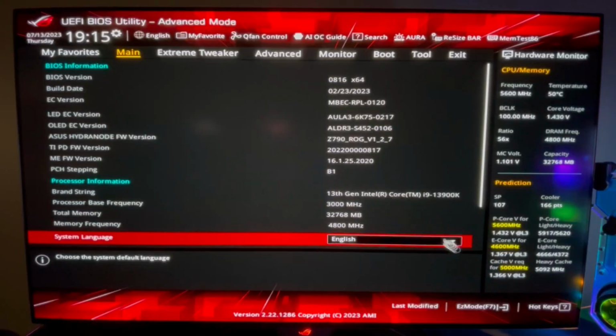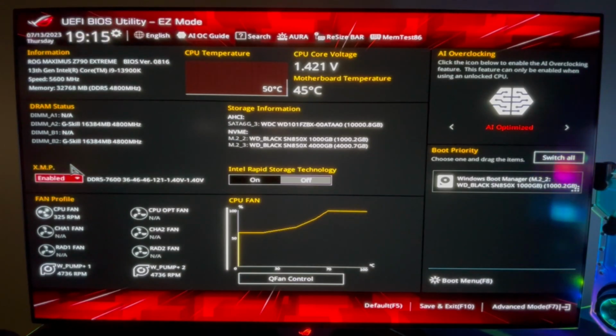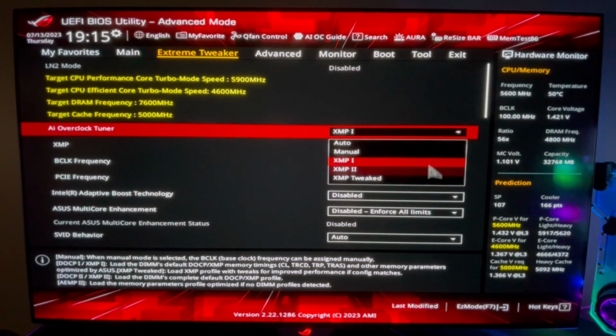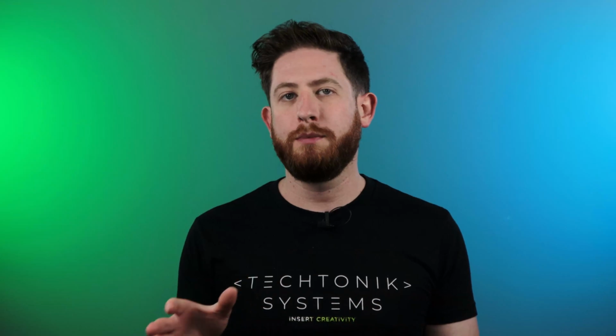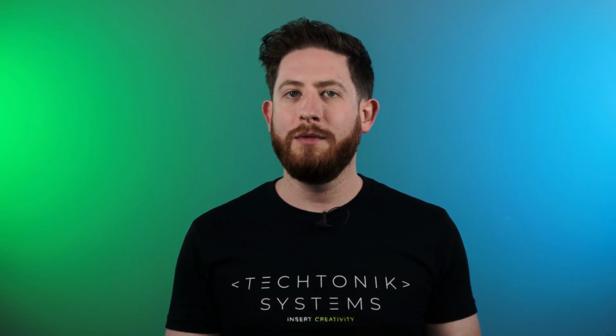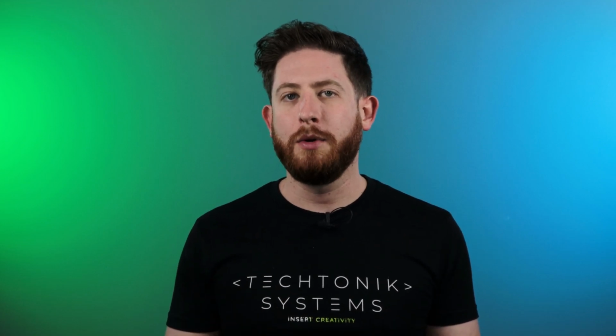For my motherboard, the Asus ROG Maximus Z790 Extreme, I can find this setting in the easy mode by pressing F7, or I can find it in the Extreme Tweaker panel. Find the setting labeled XMP and go ahead and set that to XMP2. XMP2 is the full memory profile from the manufacturer, while XMP1 uses partial settings from the XMP profile. You're gonna do the same thing on your AMD board, but it's gonna say EXPO, and you can go ahead and set your EXPO settings accordingly.